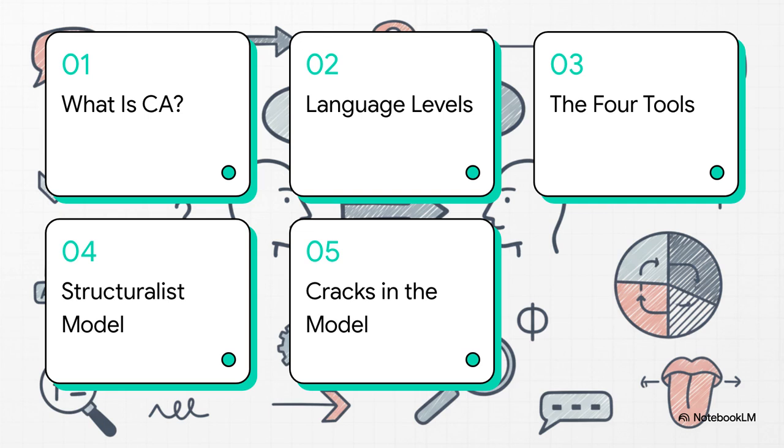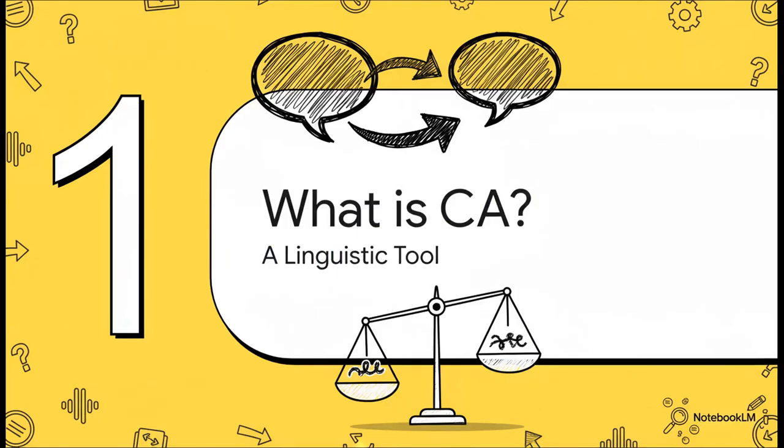All right, so here's the game plan. First, we're going to nail down what contrastive analysis actually is. Then, we'll see how linguists slice and dice a language into its core levels and what tools they use to measure them. After that, we'll check out a classic model for doing this comparison. And, this is the really cool part, explore its one critical, massive flaw. So, let's get right into it.